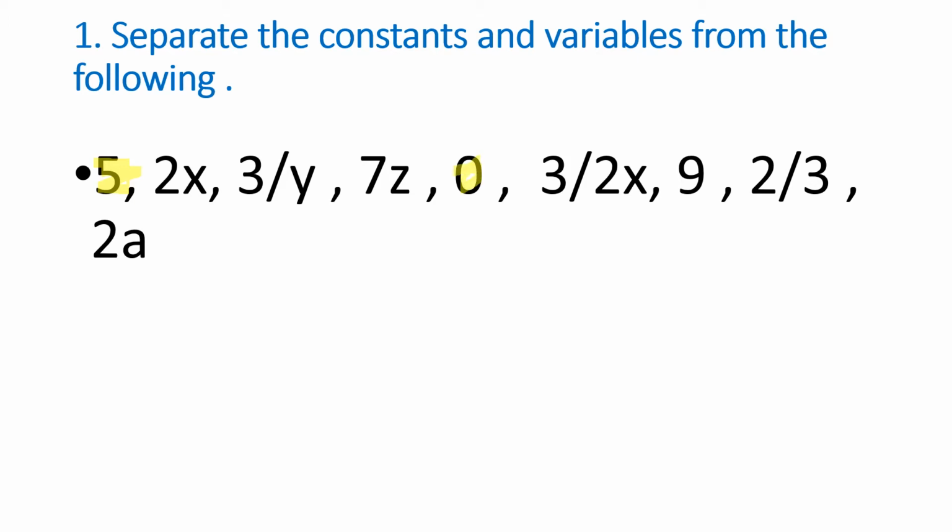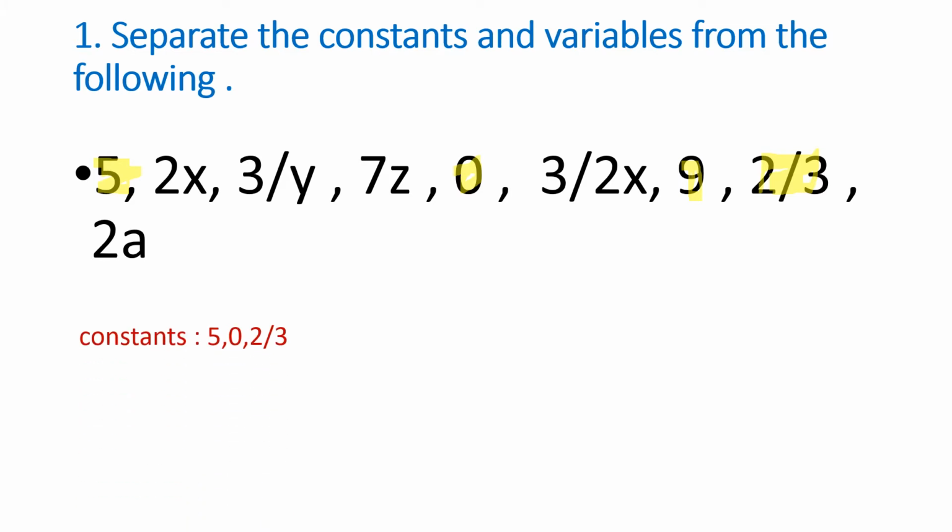Okay. Then next, 3 by 2x is a variable because of the presence of x. So here 9 is a constant. And 2 by 3 is also a constant. So I will just mark this also, 2 by 3. So 2a is a variable because a is there. So wherever there are any alphabets, a, x, y, z, they are all variables. The others are constants. So that is how we solve this question.